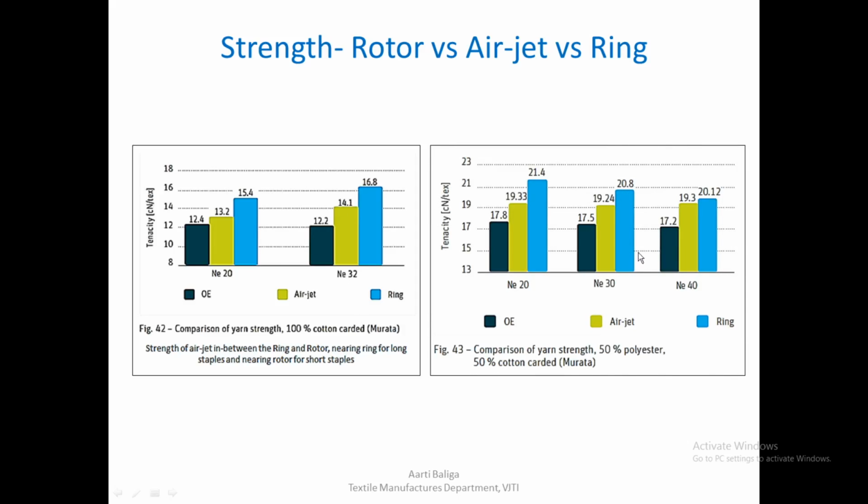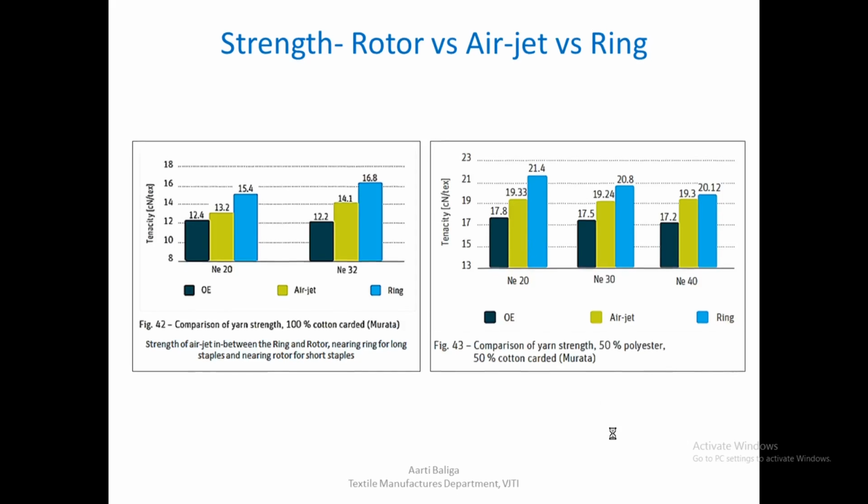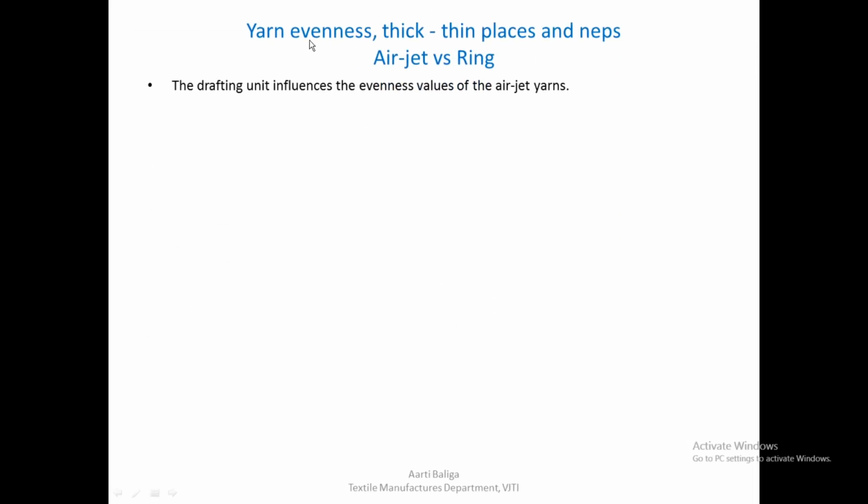So having seen this, let us see another comparison. That is comparison of yarn strength, where you are using 50% polyester and 50% cotton carded. The earlier one was for 100% cotton carded. So again we see the same trend over here. Airjet is in between rotor and ring for strength. So let us have a look at what is the scenario in case of yarn evenness, thick thin places and nibs, where we shall compare airjet with ring.